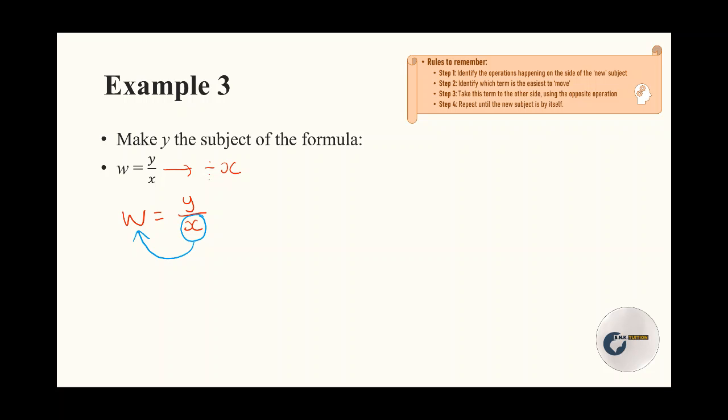Now I identified earlier that it was divide, and according to step 3, I need to take it to the other side using the opposite operation. So the opposite of division is multiplication, so I'm now going to times by x. So this leaves me with wx is equal to y. When we're writing our answer, we would write this as y equals wx. And y is by itself, so we don't need to repeat any more steps.